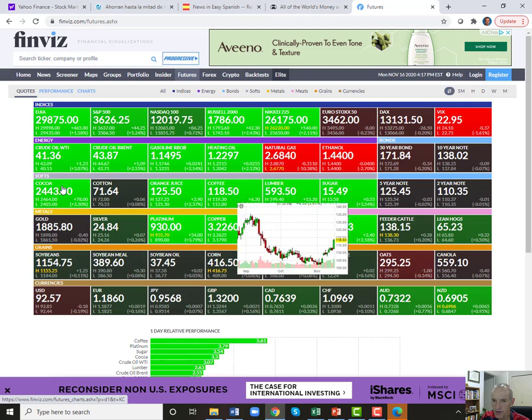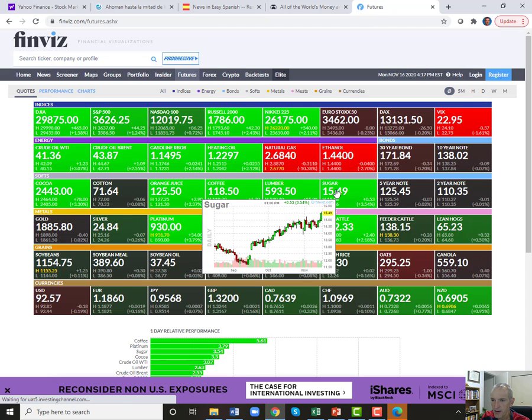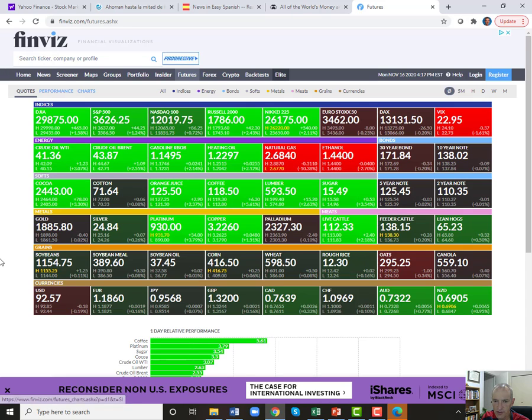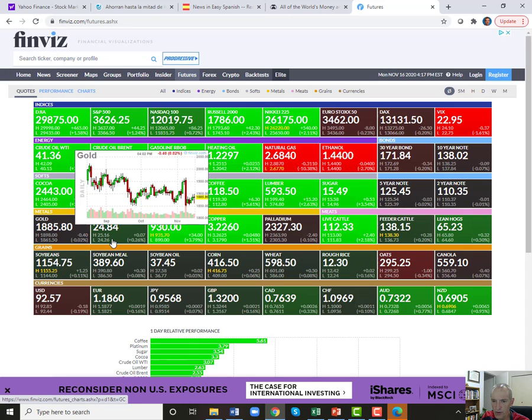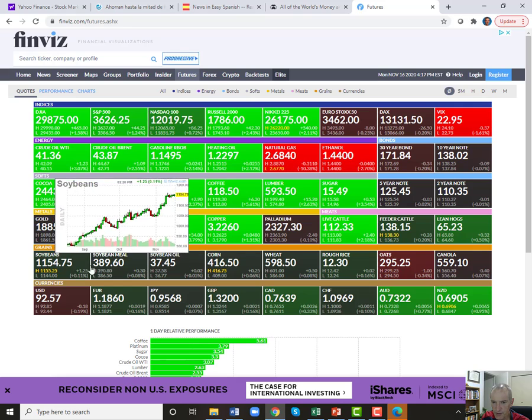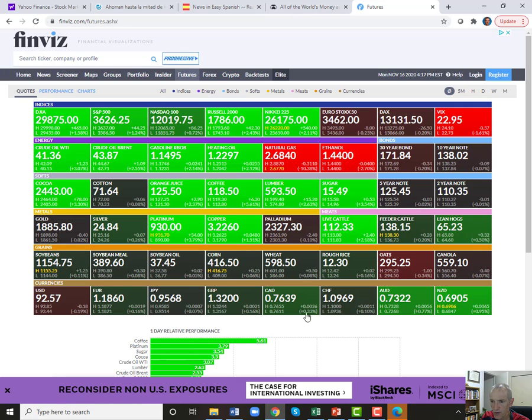You have some of the agricultural goods. I like to watch the coffee prices because we do a lot of coffee loans in Costa Rica. Get into the metals, gold, obviously silver, platinum, copper, palladium. Into some more agriculture, soybeans, corn, wheat, rough rice, oats, canola. And then you get into the currencies. These are some of the currencies you can trade. Currencies is one of the largest derivatives out there because there's a lot of international trade going on, obviously.